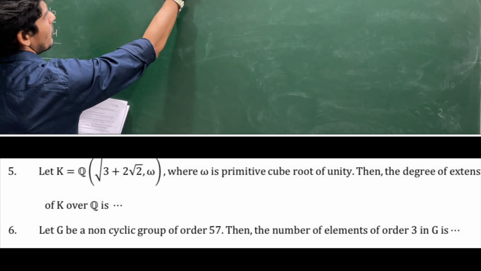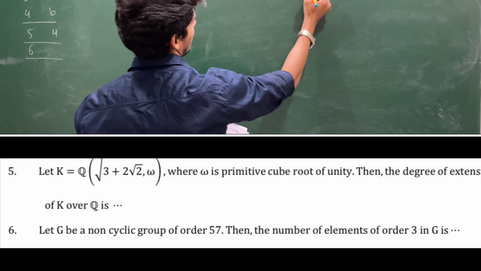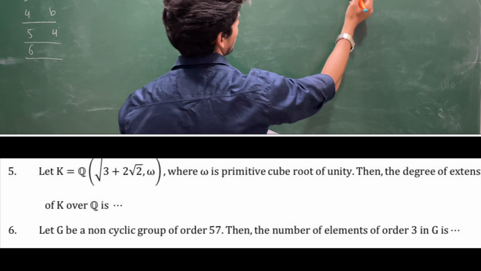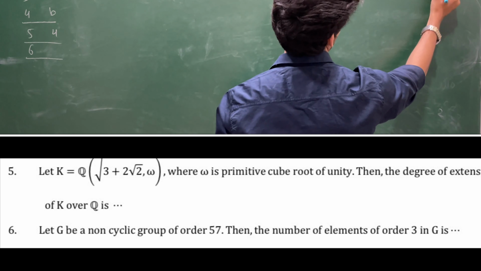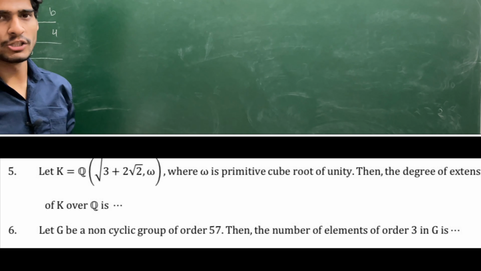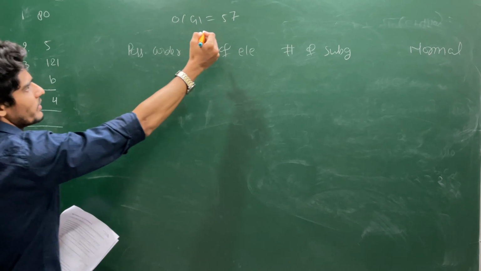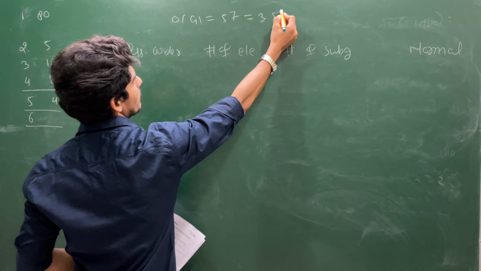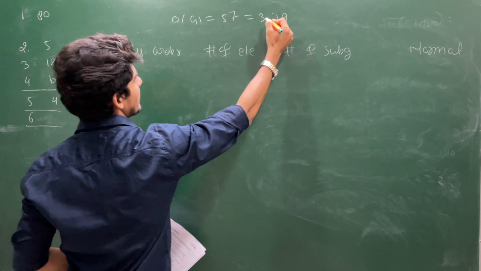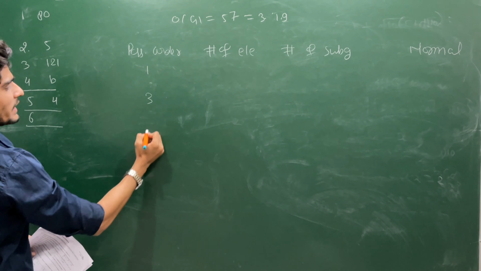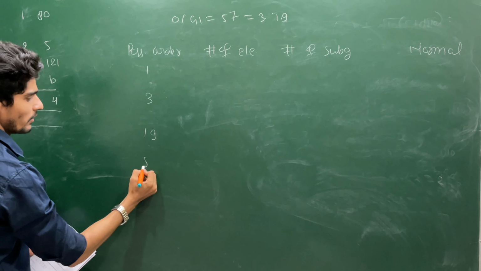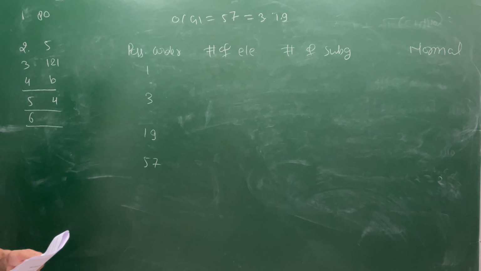number of elements, number of subgroups, and normal. This table I always create in my theory lectures. Possible order: you know the Lagrange theorem, the order of an element divides the order of the group. So the order is 57, you can write 3 into 19. So the possible orders will be 1, 3, 19, 57. These are the possible divisors.